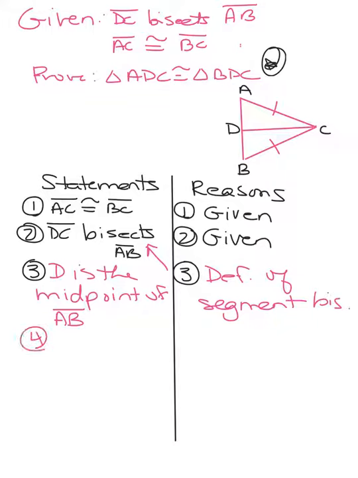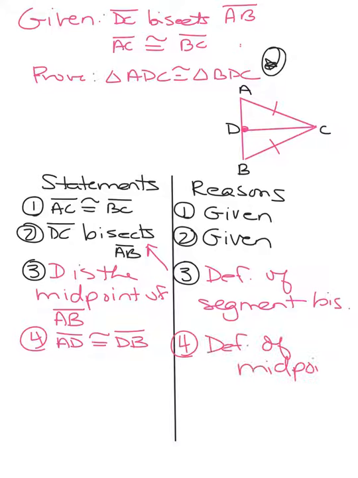Now, in step 3, since we're talking about midpoint, I now know I can go to congruency. So I can say, because D is the midpoint of segment AB, here's point D, I can say that segment AD is congruent to segment DB. Now, why can I say that? That's because that's the definition of a midpoint. Now again, I'm going to mark that in my diagram. AD is congruent to segment DB.